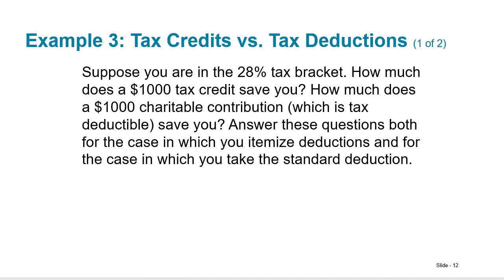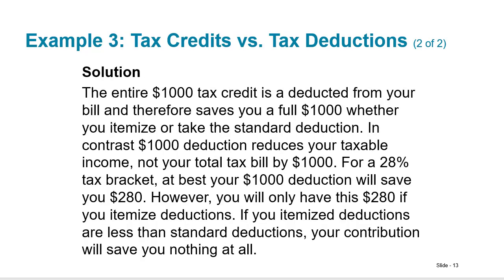So suppose you're in the 28% tax bracket. How much does a $1,000 tax credit save you? How much does a $1,000 charitable contribution, which is tax deductible, save you? Answer these questions for both, right? Well, the entire $1,000 tax credit is deducted from your bill, and therefore it saves you the full $1,000, whether you itemize or take the standard deduction. It doesn't matter.